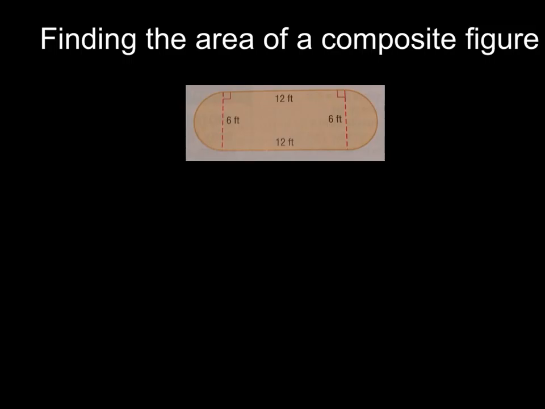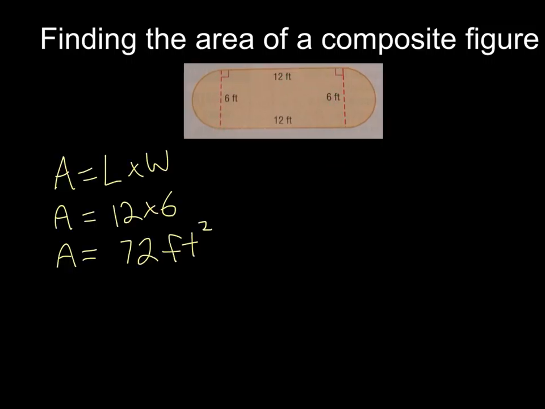So when I look at this figure, I'm going to break it up into 3 parts this time. So here's a semicircle, half a circle here. Here's a semicircle, half a circle there, and then I'm left with a rectangle here. So I'm going to start off with the easier figure here.